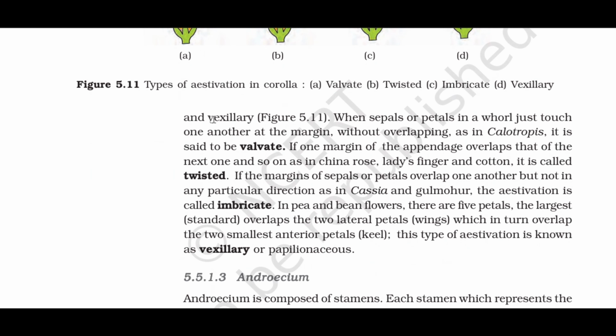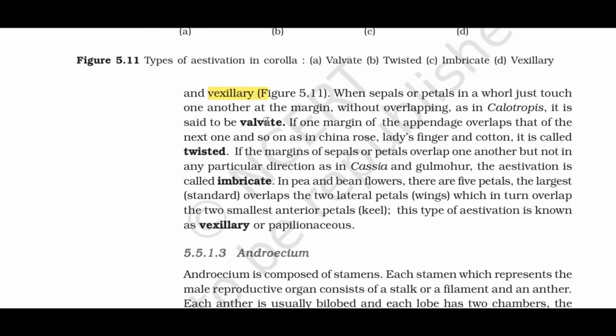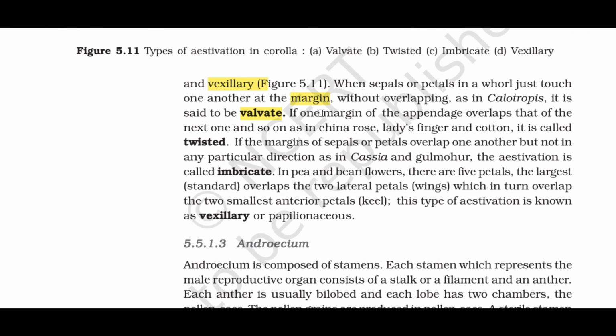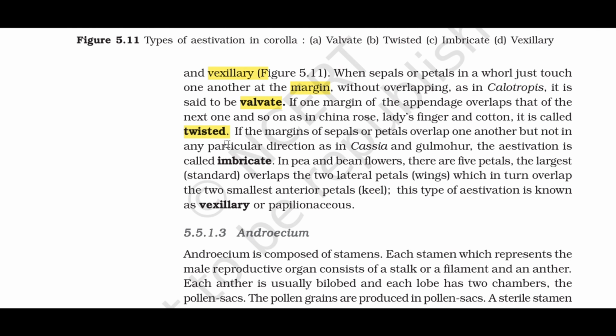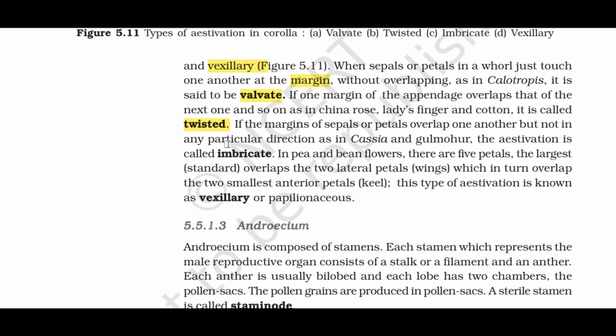When sepals or petals in a whorl just touch one another at the margin, without overlapping, as in calotropis, it is said to be valvate. If one margin of the appendage overlaps that of the next one, and so on, as in China rose, lady's finger and cotton, it is called twisted. If the margins of sepals or petals overlap one another but not in any particular direction, as in cassia and gulmohar, the estivation is called imbricate.